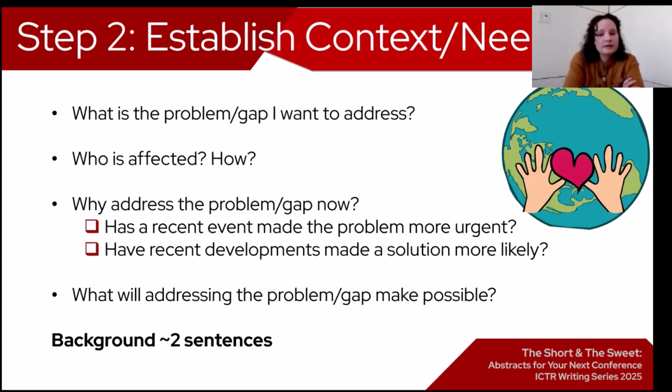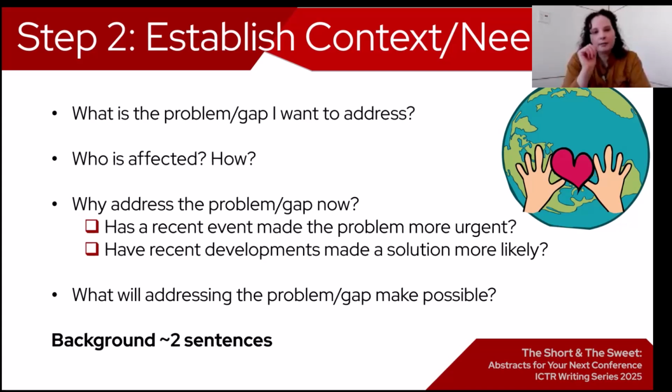There may have been a recent event that made the problem more urgent, or maybe recent developments in the field have made a solution more likely. Whatever that might be, these are things to consider while you're establishing that context and need. But probably the point in here that I would try to always include would be, what will addressing the problem or gap make possible? So that's solution-oriented thinking, like, why do we need to talk about this?